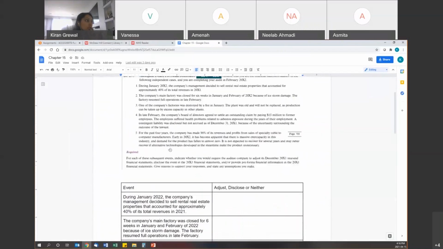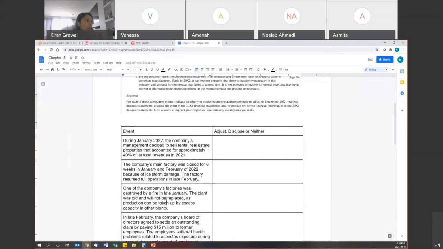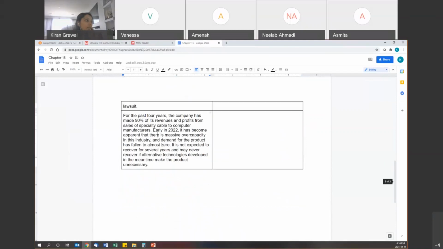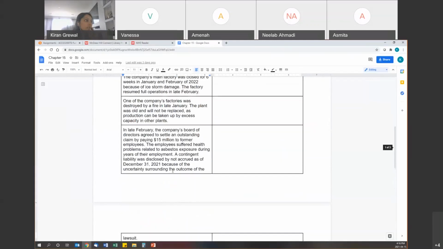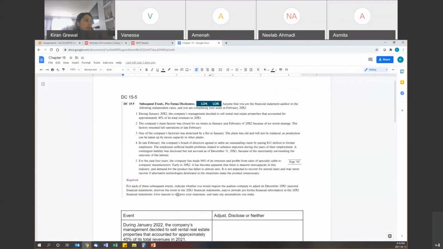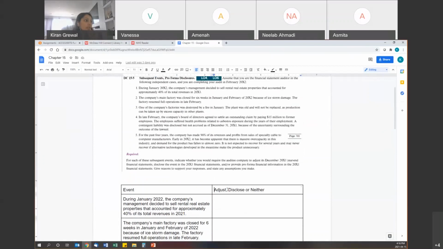I have a Google Doc ready. So here's the question. These are all the events: 1, 2, 3, 4, 5. These are all the events that are showing up in the question. So I want you to determine whether you're going to adjust the year-end financial statements for whatever this event is. Are you going to disclose it, or are you going to do neither?